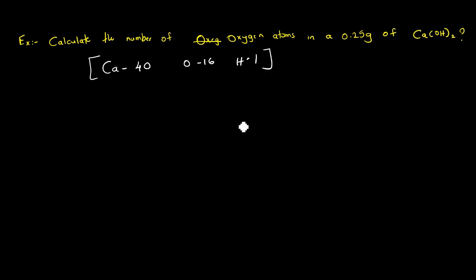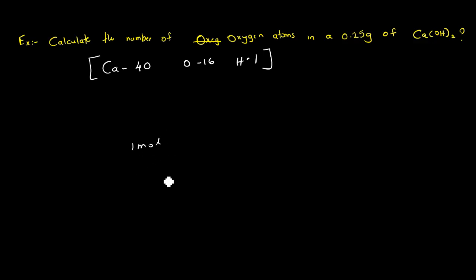Now we have to calculate the number of oxygen atoms. It's not about the moles, right? It's about the number of oxygen atoms. Now, in order to calculate the number of oxygen atoms, we can use the relationship between the moles, or otherwise the definition of moles.